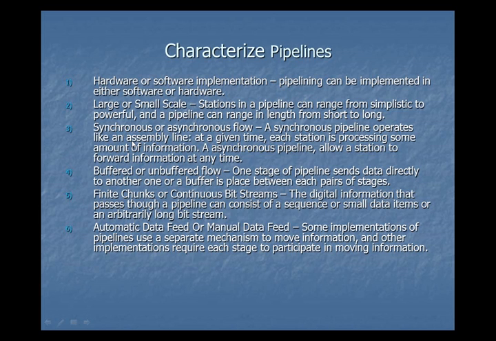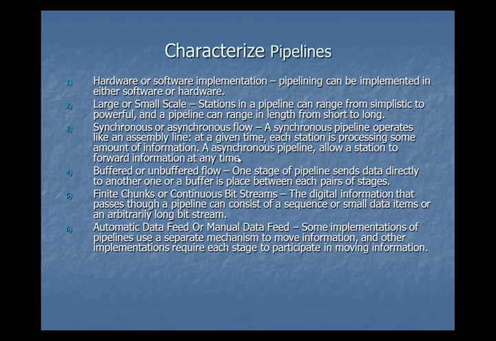Then the next part of pipelining is synchronous or asynchronous flow. A synchronous pipeline operates like an assembly line. At a given time, each station is processing some amount of information. So there is a synchronization between the persons. If a person is doing the welding, then he or she must coordinate with the next person that is doing the painting. And that painting person is also coordinated with the next person that is doing the polishing. So there is a synchronization among the different persons that are doing the multiple tasks in the pipelining.